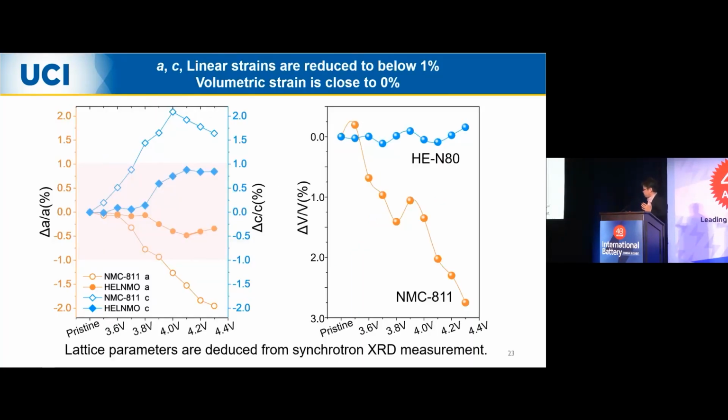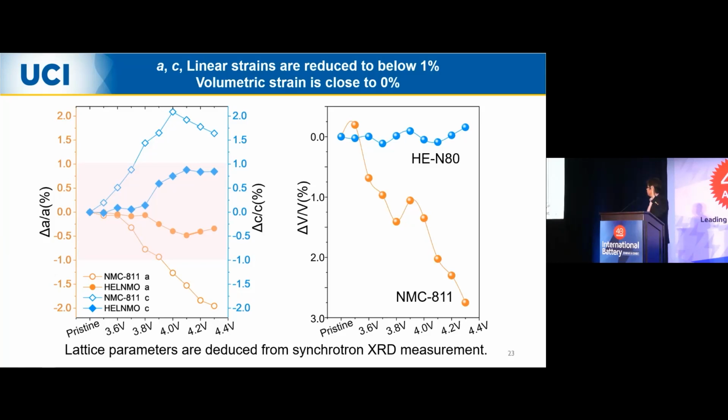And I call this material a zero-strain material. The reason I call it zero-strain material is two-part. The first is if you look at the unit cell volume of this material as you charge to 4.3 volts, the max to minimum change is actually less than 0.2%. By our field's definition, 1% max to min is called zero-strain, right? So I'm way below that.